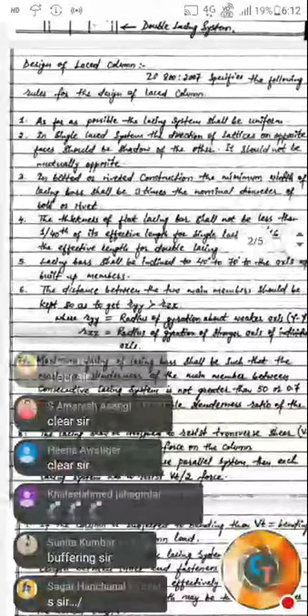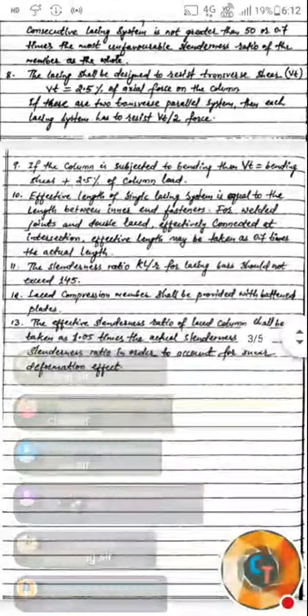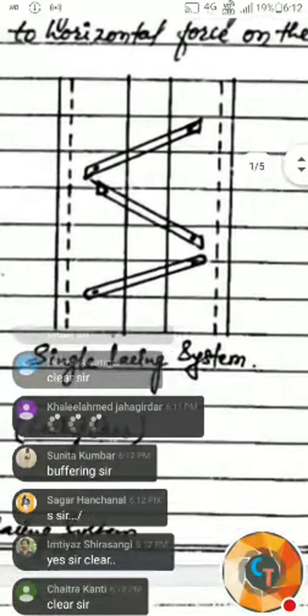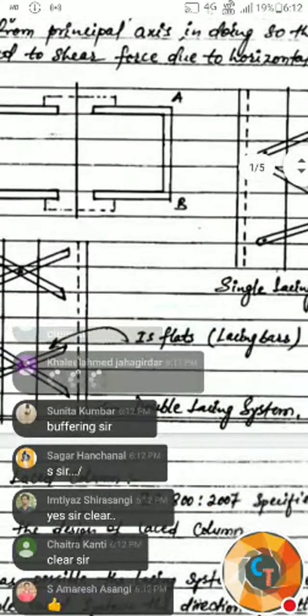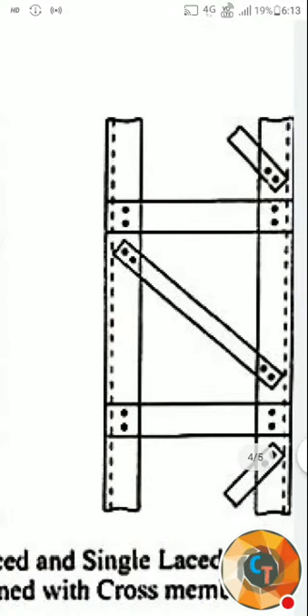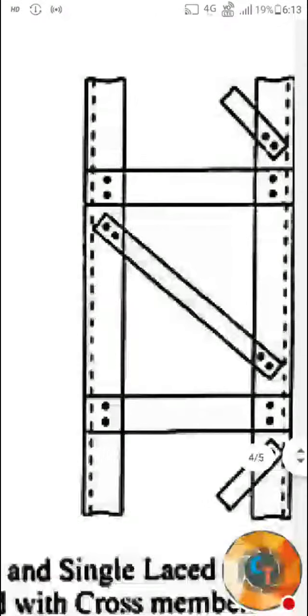Just read out these 13 points, you'll come to know everything is clear. The only thing is that you must know what is a lacing column, what is a lacing bar, what is a main member, and what is a batten. In this figure, whatever the exact vertical members are, those are main members, either channel or angle, whatever it may be.